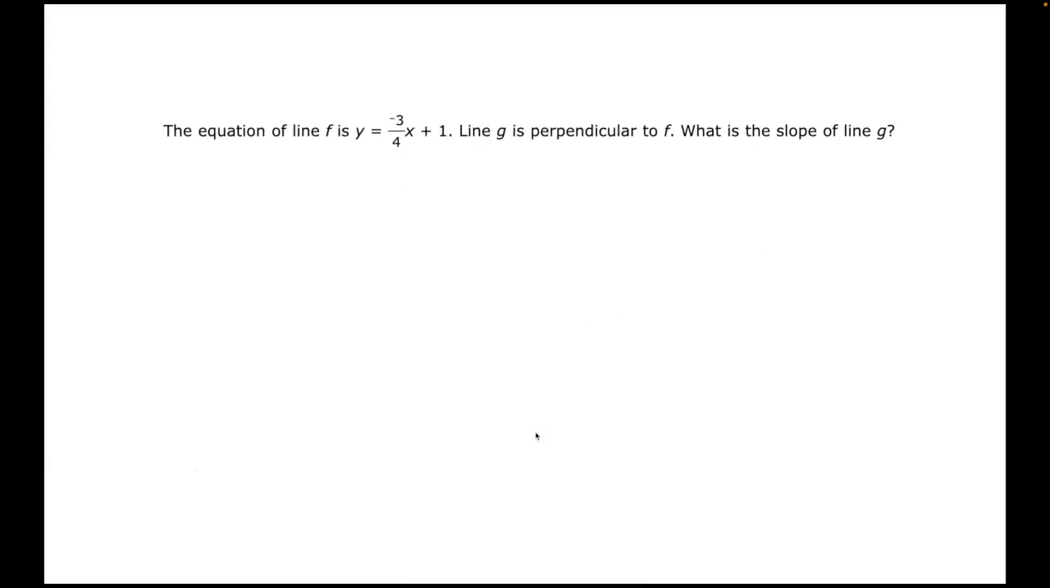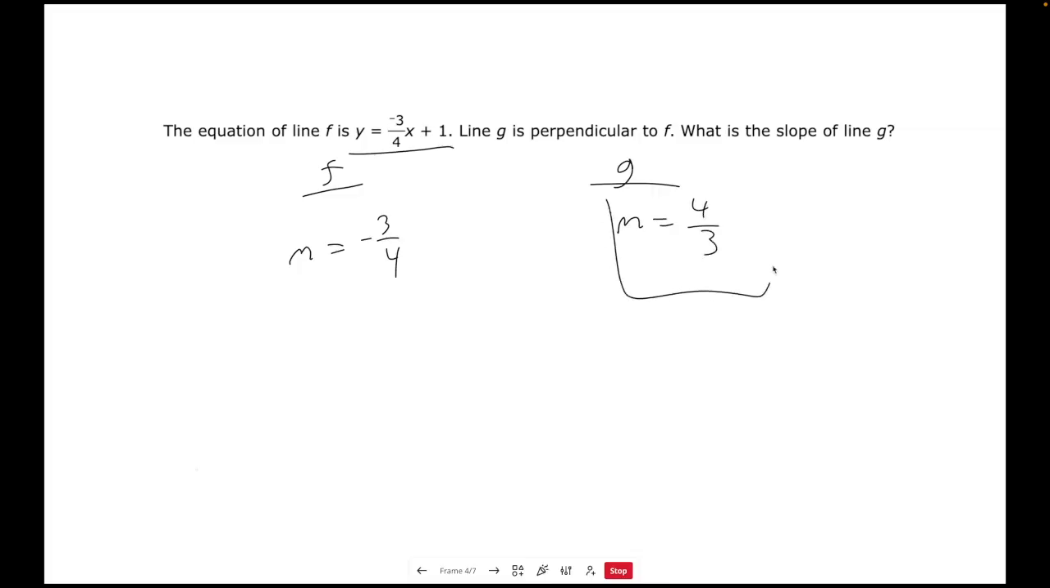For this problem, we should be familiar with this is in slope-intercept form. So we should be able to look at this equation and say, oh, the slope is -3/4. All right, and that was line F. They tell us line G is perpendicular to F. So if it's perpendicular, right, we do the same thing, negative reciprocal, flip it and opposite it would give me a slope of 4/3, final answer.